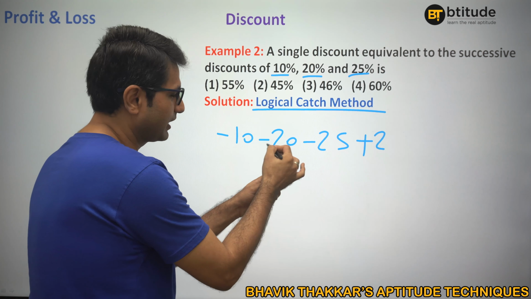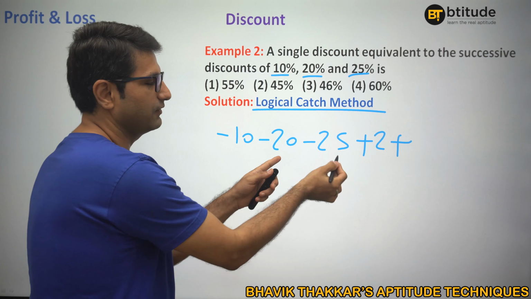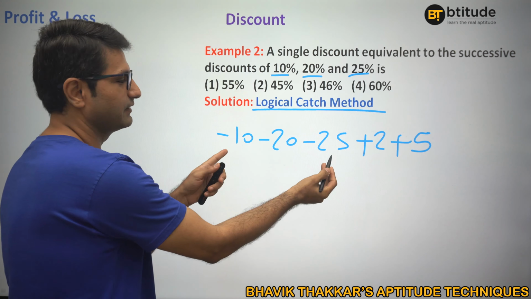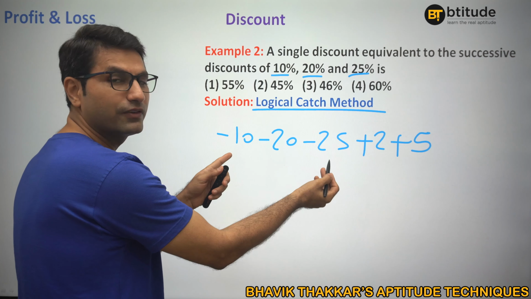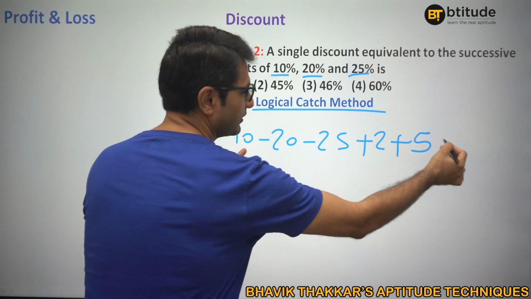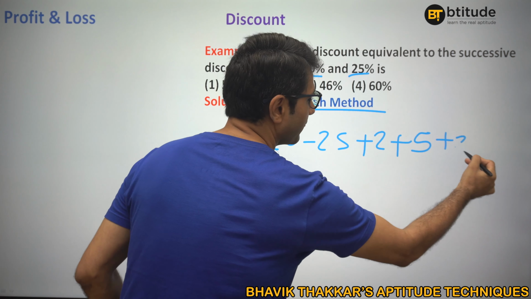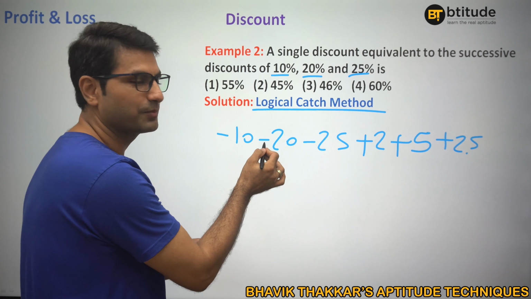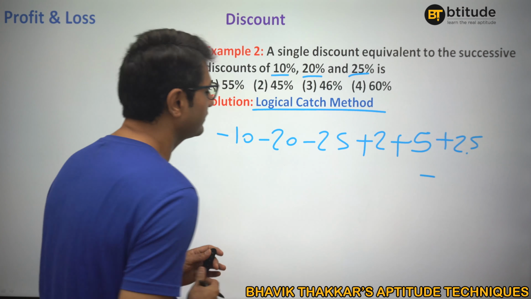25% of 20, again minus minus is plus. 25% of 20 is 1/4 of 20, that is 5. Now this and this, 10% of 25, minus minus is plus, 10% of 25 is 2.5. And then all 3 of them getting multiplied together, minus minus plus, plus minus minus, so it would be minus.